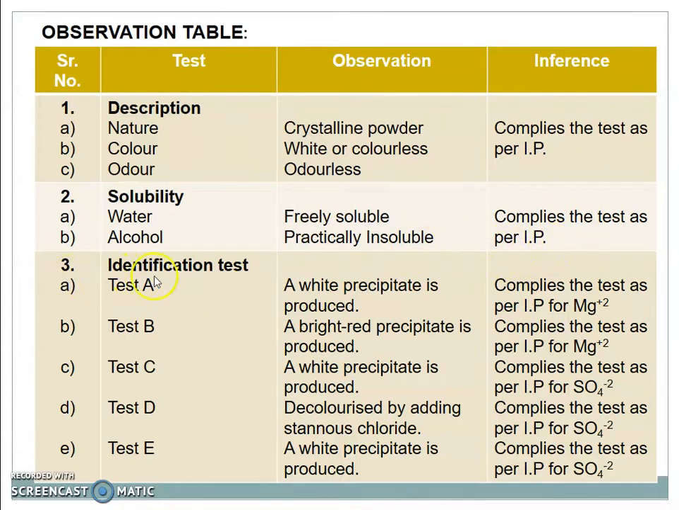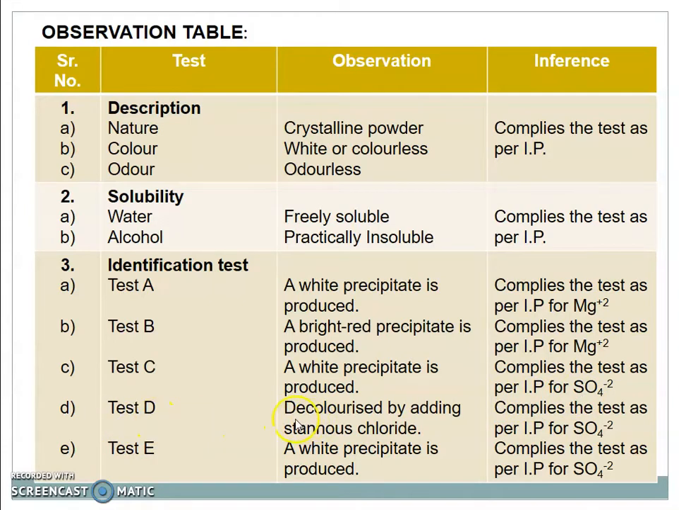Then third test, identification test. Test A gives a white precipitate. That means complies the test as per Indian Pharmacopoeia for magnesium ion. Then test B, a bright red precipitate is produced, that means complies the test as per Indian Pharmacopoeia for magnesium ion. Then test C, a white precipitate is produced, that means complies the test as per IP for sulfate ions.